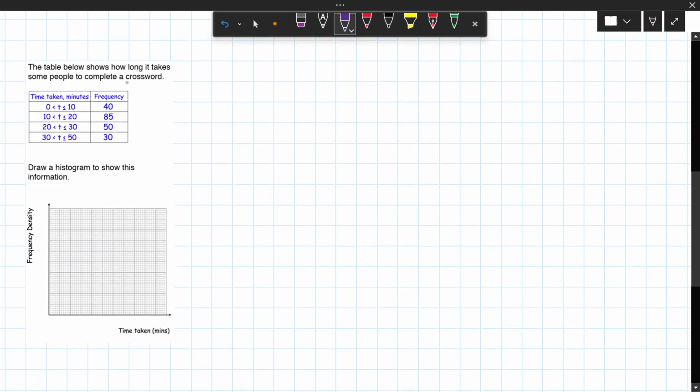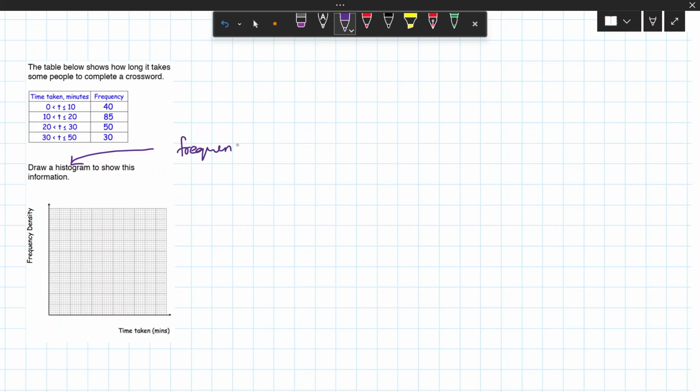The table shows how long some people took to complete a crossword puzzle, and we need to draw a histogram. Whenever you hear the word histogram, what I want you to remember is that frequency is the area of the bar, or the rectangle, that you're going to draw.